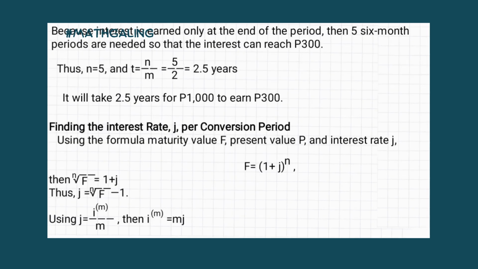Then n divided by f is equal to 1 plus g, thus n is equal to n raised to the power of n divided by f is equal to 1. So using g is equal to i raised to the power of m over m, then i raised to the power of m is equal to mg.